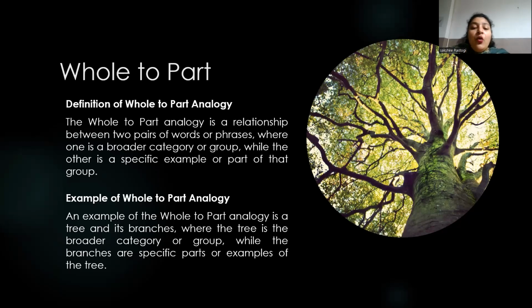The structure of a whole to part analogy is typically whole, part, and whole, part. For example, country, city, company, and department. In this example, country is the whole and city is one of its parts. Similarly, company is the whole and department is one of its parts. So examples of whole to part analogy are orchestra, violin, team, player.